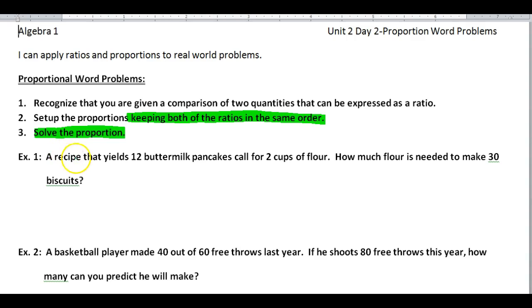Example 1. A recipe that yields 12 buttermilk pancakes calls for 2 cups of flour. How much flour is needed to make 30 pancakes? Now it says a recipe yields 12 buttermilk pancakes and it calls for 2 cups of flour. So we can either write our ratios as pancakes to flour, or as flour to pancakes. It doesn't matter which way you set it up, as long as you set both ratios up in the same order.